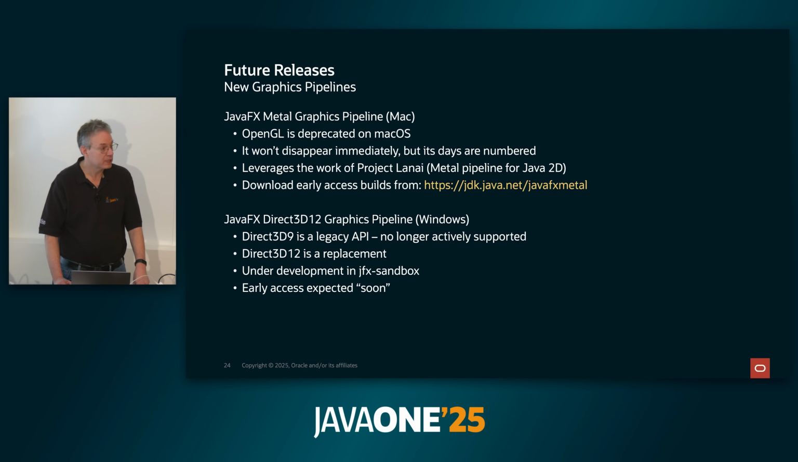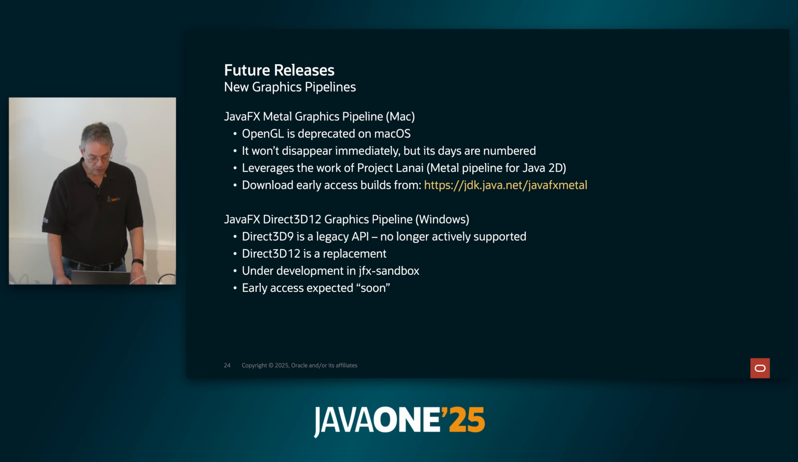The other thing that we're working on is new graphics pipelines. And we're doing that for the same reason pretty much on both platforms, and that's that the OpenGL API on Mac is old. And beyond that, Apple has deprecated it and said, please don't use it anymore. We will someday get rid of it. It's going to take them a while to do that. It's not going to go away today, but we know the writing's on the wall. So Java 2D implemented the Metal API a few releases ago, and so we're leveraging that work. We now have an early access that you can download, and you can give us feedback on that for the Metal API.